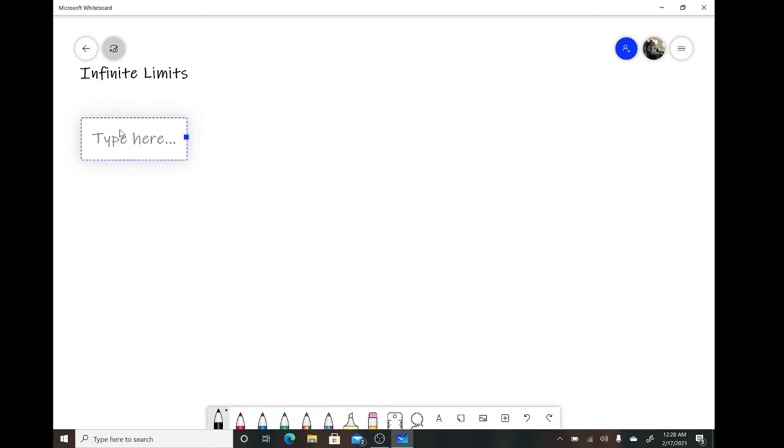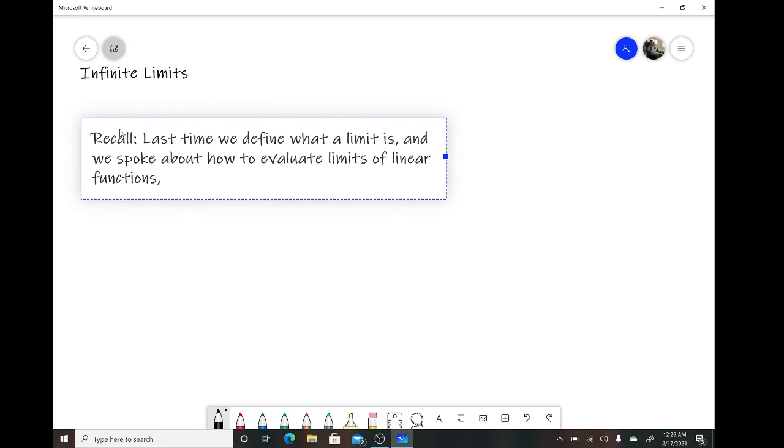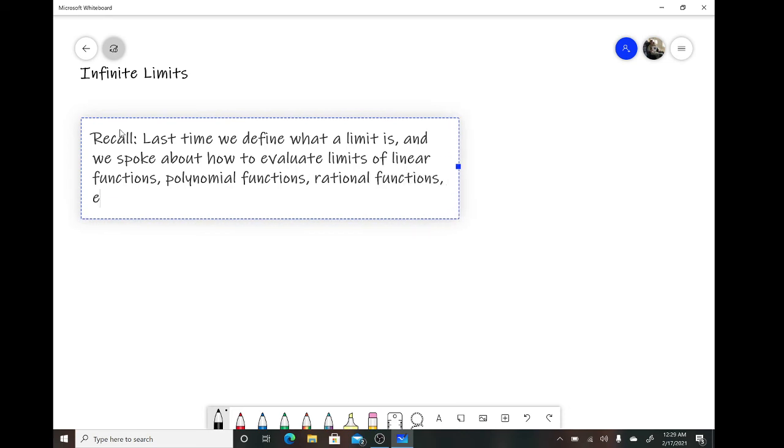So recall, last time we defined what a limit is, and we spoke also about how to evaluate limits of linear functions, polynomial functions, rational functions, exponential functions, and trigonometric functions.